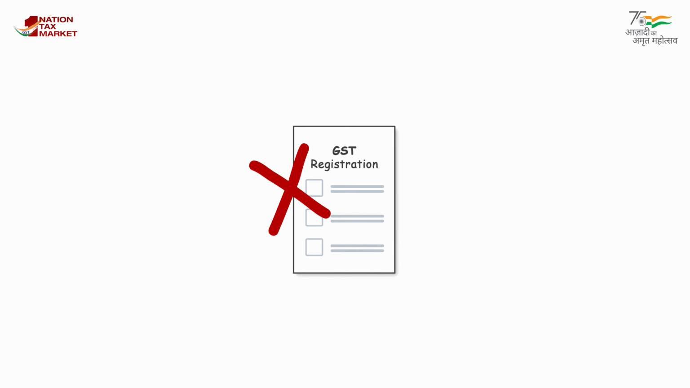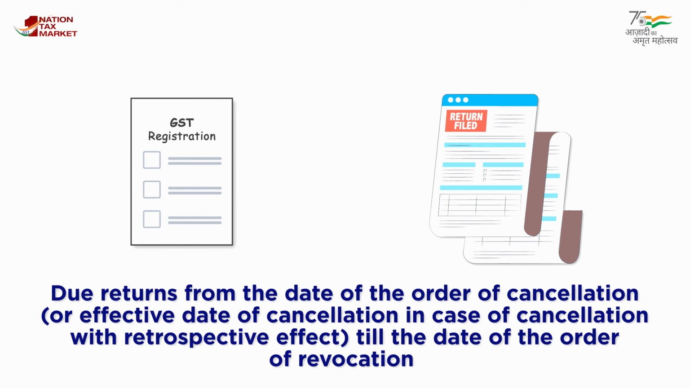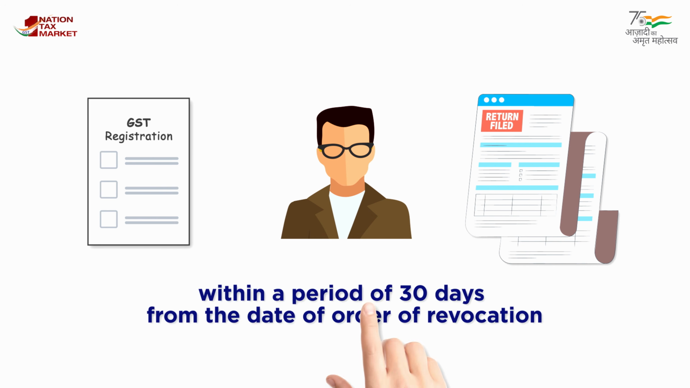Where cancellation of registration is revoked, returns due for the period from the date of order of cancellation, or the effective date of cancellation in case of cancellation with retrospective effect, till the date of the order of revocation of cancellation of registration shall be furnished by the applicant within a period of 30 days from the date of order of revocation of cancellation of registration.